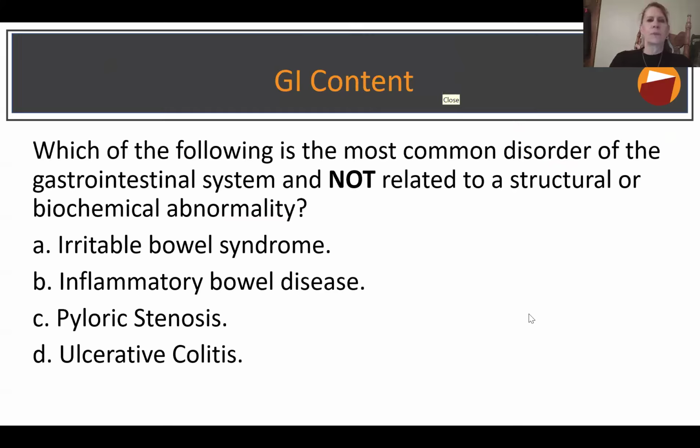Thank you very much. Okay, which of the following is the most common disorder of the GI system and not related to a structural or biochemical abnormality?